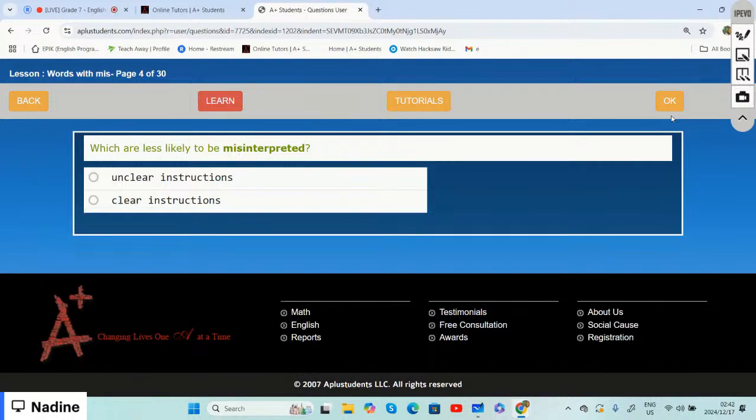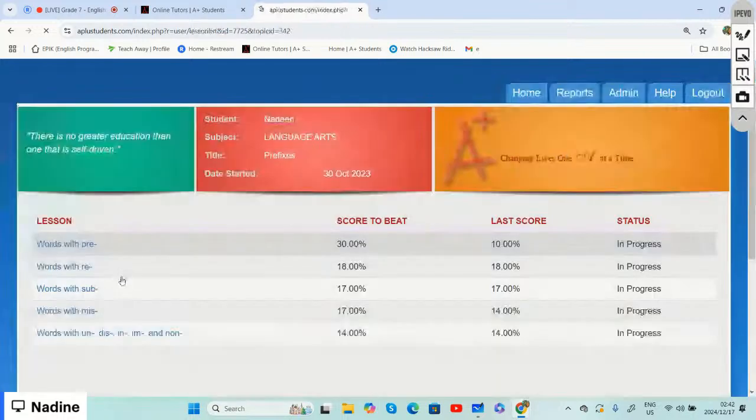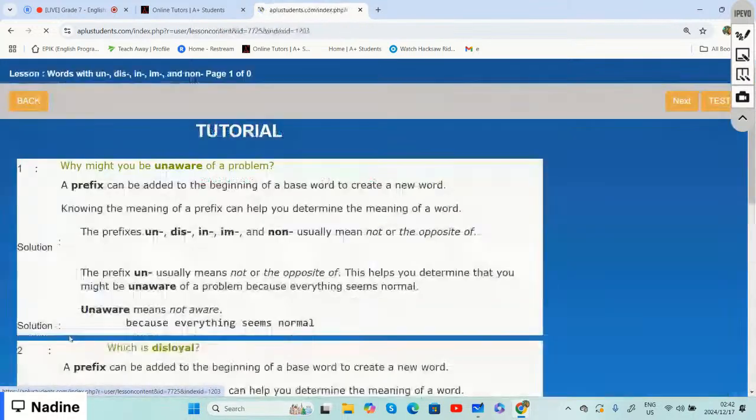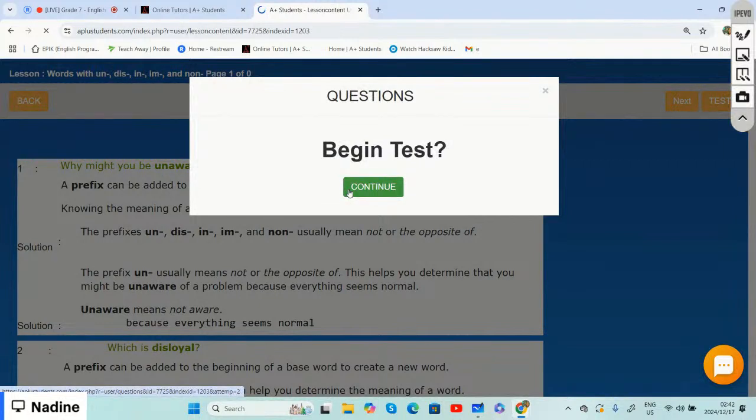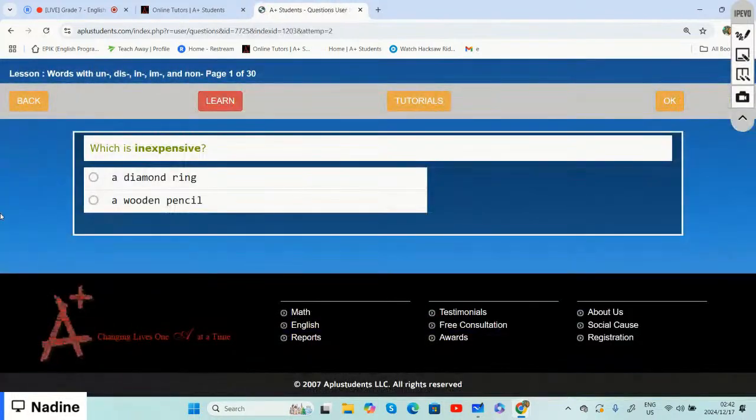Things that might be less likely to be misinterpreted, it's if you have clear instructions, like you'll know what to do, right? And then lastly, we're going to words with un, dis, in, im, and non. And we said those usually mean not, or the opposite of the base word, basically.